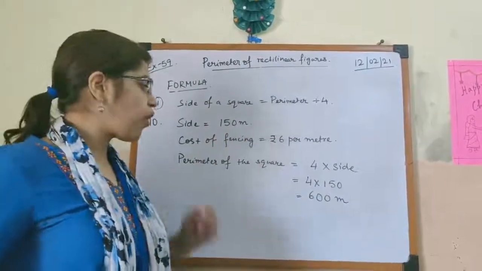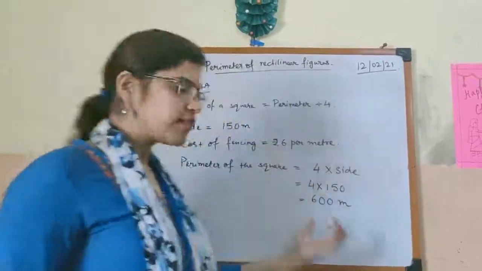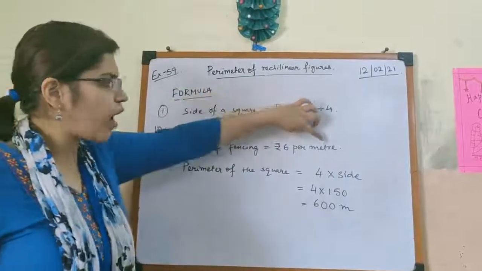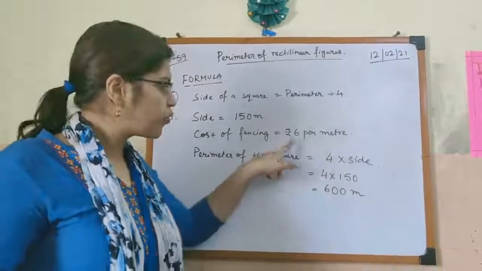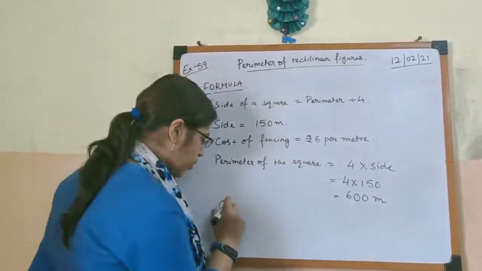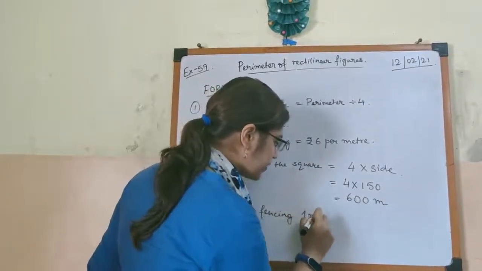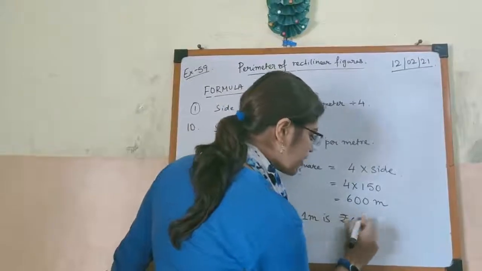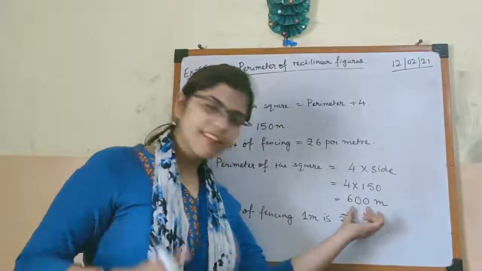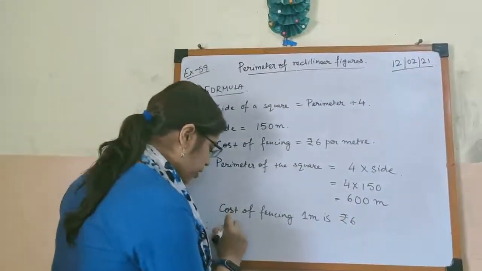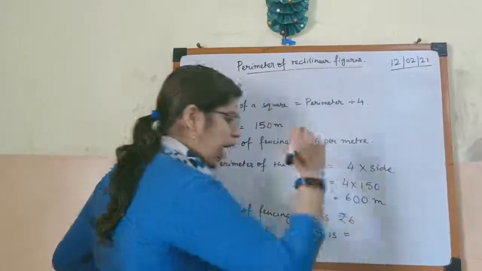Now it asks what is the cost of fencing this total 600 meter. First we have to see what is the cost of fencing 1 meter. Rupees 6 per meter means the cost of fencing 1 meter is rupees 6. This is given in the question. Next it asks what is the cost of fencing 600 meter. So the cost of fencing 600 meter is how much?